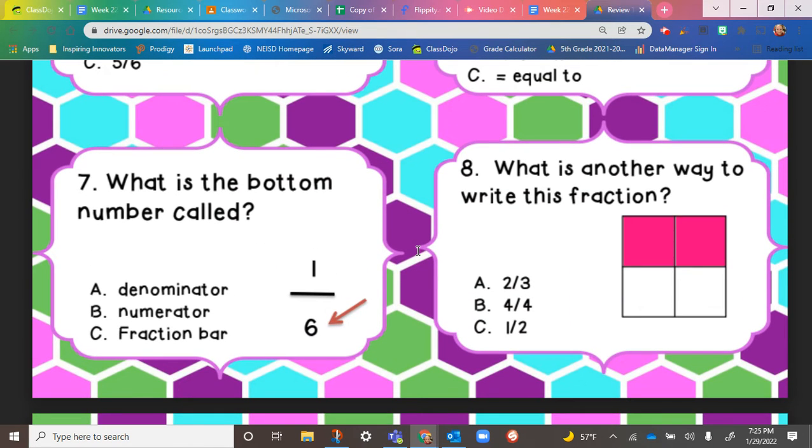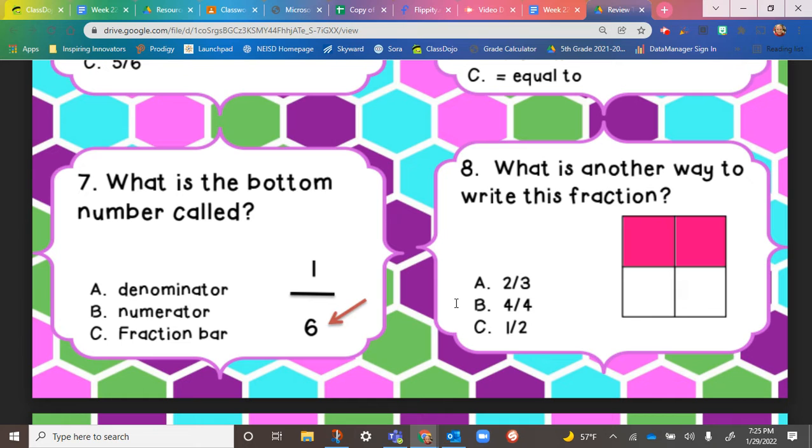Number 7, what is the bottom number called? That would be the denominator. D, I always think down. And so the number that's down. And then numerator starts with an N. You could think north. So that would be your number on the top. So this one would be denominator for number 7.